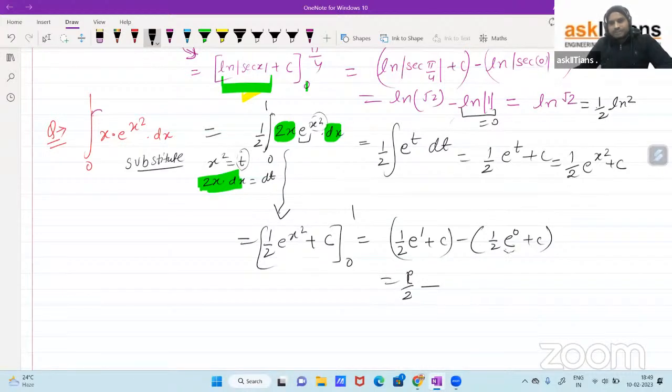C cancelled, 1 by 2 e power 1 will be e only, minus 1 by 2 into e power 0. E power 0 is how much? E power 0 will be 1, right? So 1 by 2 into 1 will be 1 by 2 only. So basically you are getting (e minus 1) divided by 2. This will be your answer. Note it.